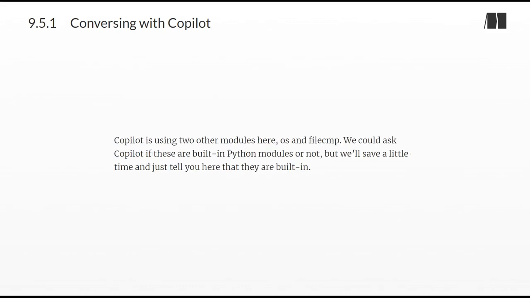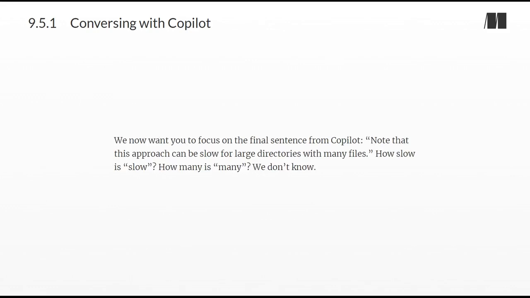Copilot is using two other modules here, os and filecmp. We could ask Copilot if these are built-in Python modules or not, but we'll save a little time and just tell you here that they are built-in. We now want you to focus on the final sentence from Copilot. Note that this approach can be slow for large directories with many files. How slow is slow? How many is many?